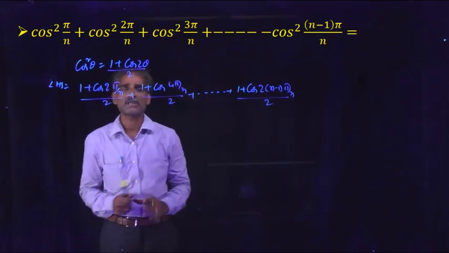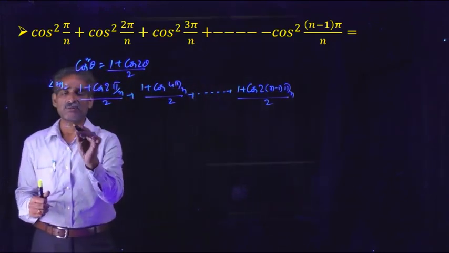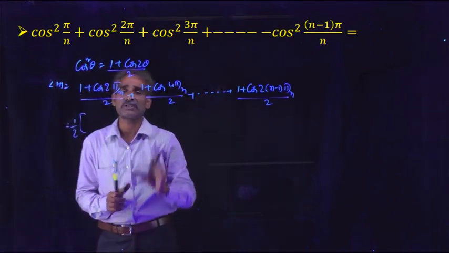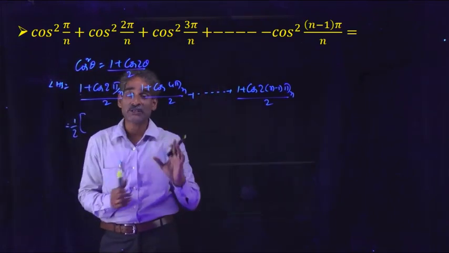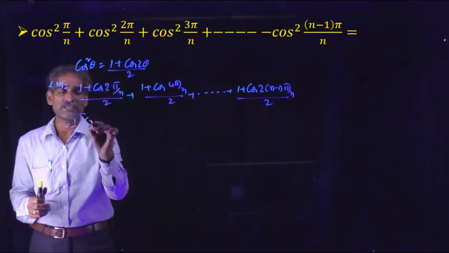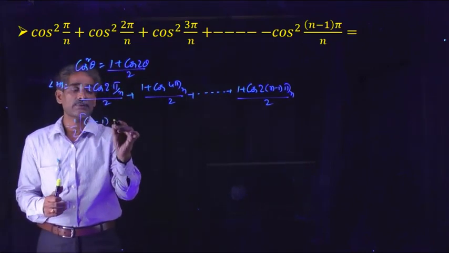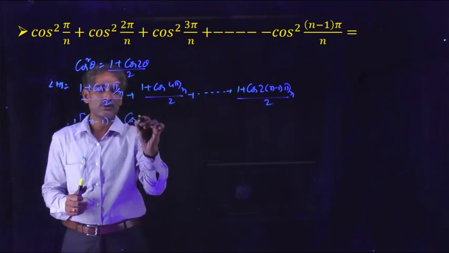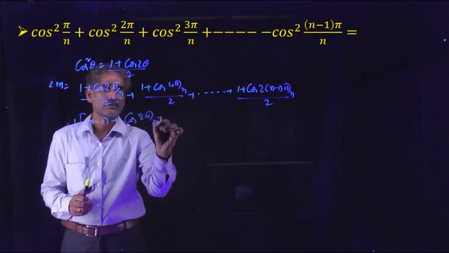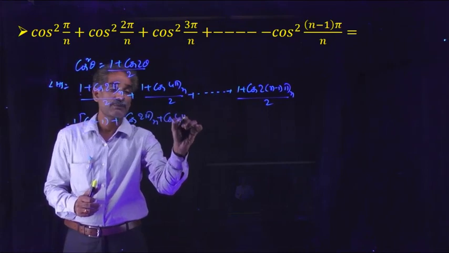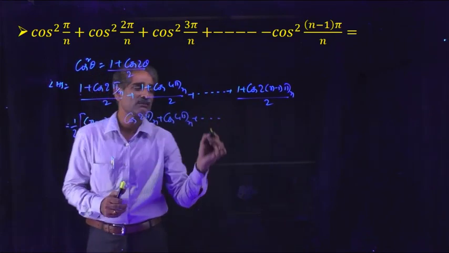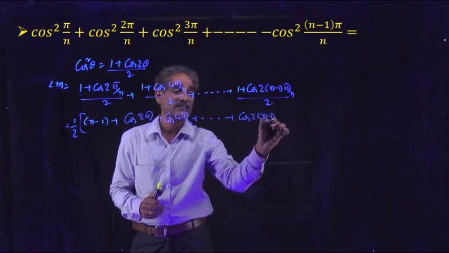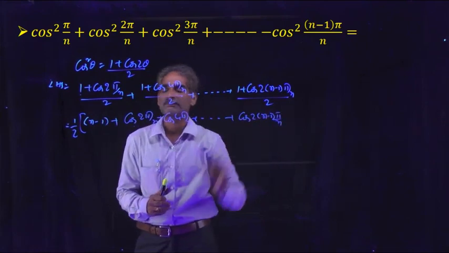So now observe the terms. In the denominator 2 is common. So 1 by 2 into (1 + 1 + 1 and so on). There are n minus 1 terms, so there are n minus 1 ones. So you can write n minus 1, plus, now write down these terms: cos of 2 pi by n, cos of 4 pi by n, plus and so on, plus cos of 2 into (n minus 1) into pi by n.